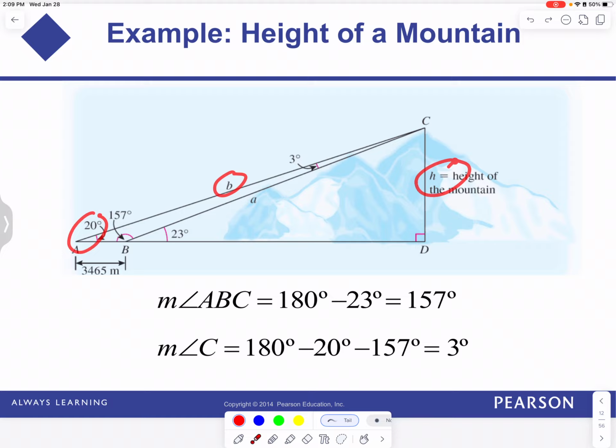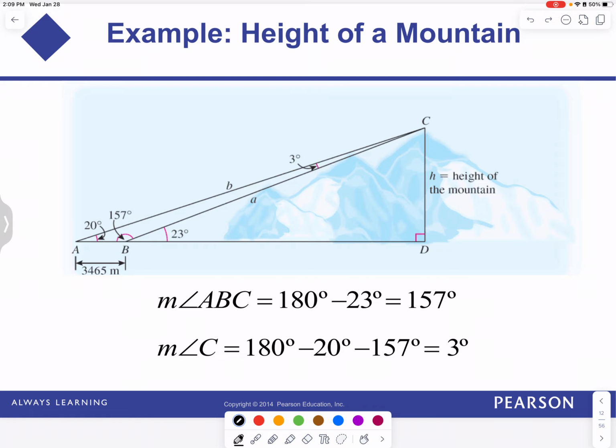Sine is opposite over hypotenuse. So once we solve for B, if we took the sine of 20 degrees, that should be what? Opposite over hypotenuse. So then H should be B times the sine of 20 in this context, all right? So let's see if that works. Okay, angle C, that's fine. Yeah, let's see if that works, all right? That should work.